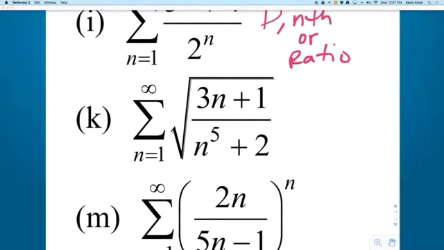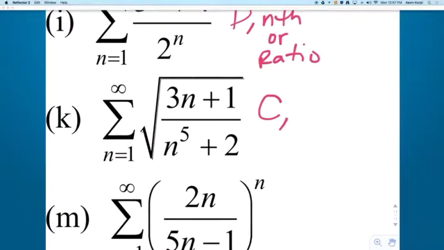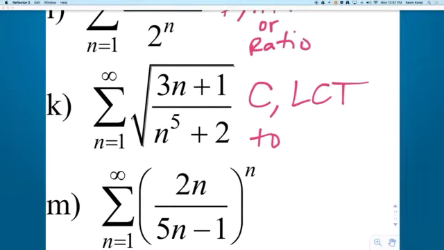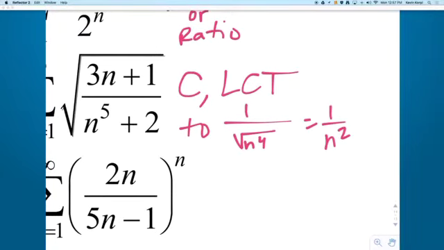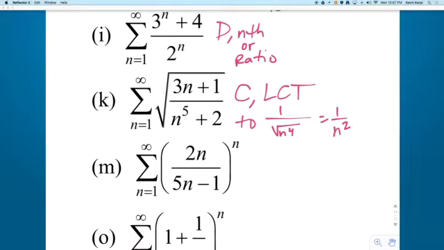K, converge, diverge. Converge, good. By the limit comparison test to what? 1 over the square root of n to the 4th, which is 1 over n squared. That one's a little tricky. You have to take everything under the radical. It does simplify to 1 over n to the 4th, and the radical, the square root of n to the 4th, would be 1 over n squared. So because 1 over n squared is a convergent p-series, that's the same as 1 over the square root of n to the 4th. You would then take the limit underneath the radical, and you'd end up with the square root of 3, or the square root of a third, whichever one you did, which is a positive number, so it would converge.